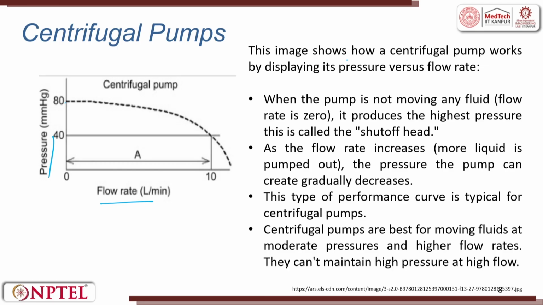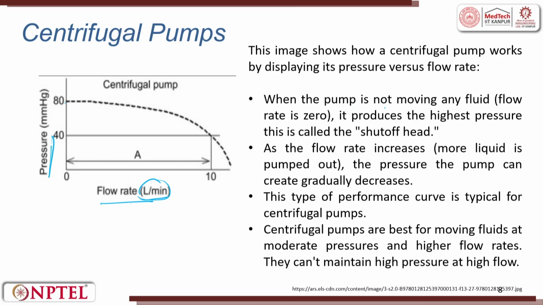So, this image shows how a centrifugal pump works by displaying its pressure versus flow rate. So, pressure versus flow rate. Flow rate will always be liquid, liters per minute. It can be liters, kiloliters, million liters. So, when we talk about the usage of STP plants, we talk in million liters, right.